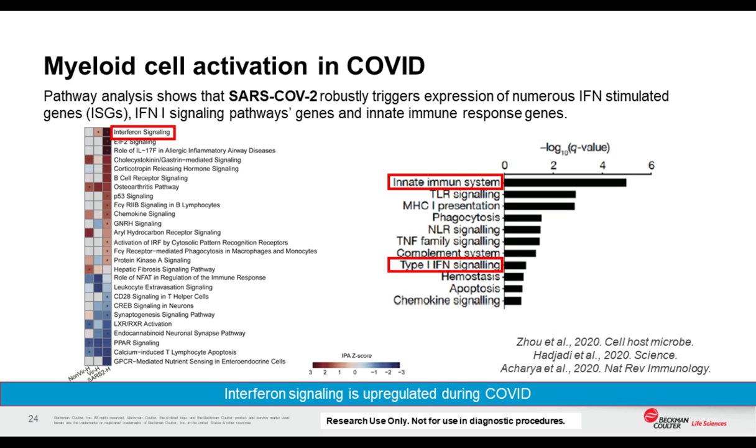Several transcriptomics analyses have shown interferon signaling and the induction of expression of interferon-stimulated genes, ISGs, as an important signature of SARS-CoV-2 infection. Like these examples from the analysis of myeloid cells in the BAL fluid of COVID patients, showing the expression of numerous interferon signaling genes is at the top of the list.